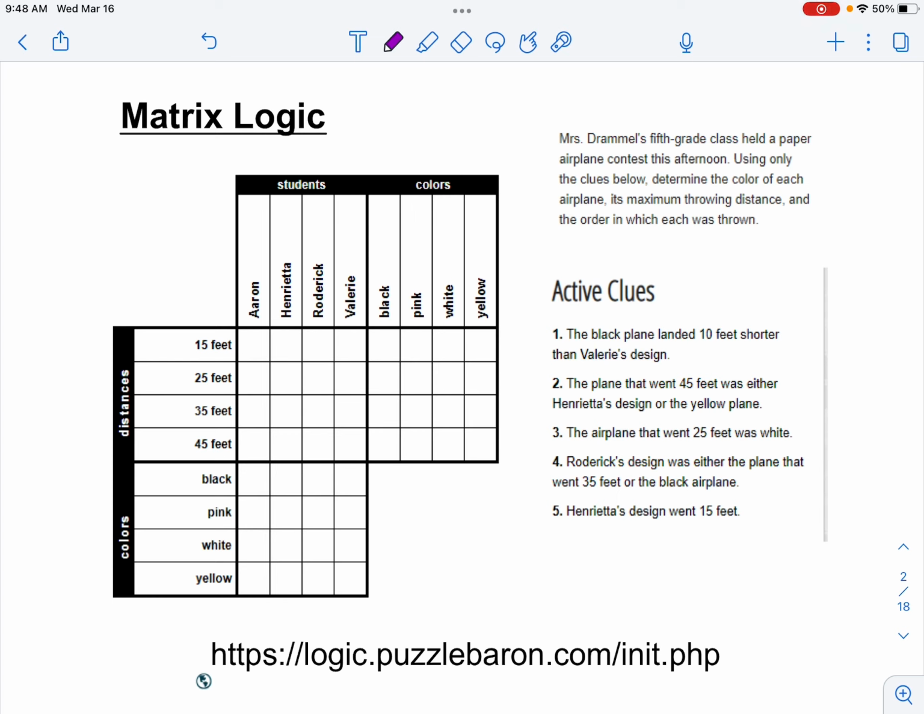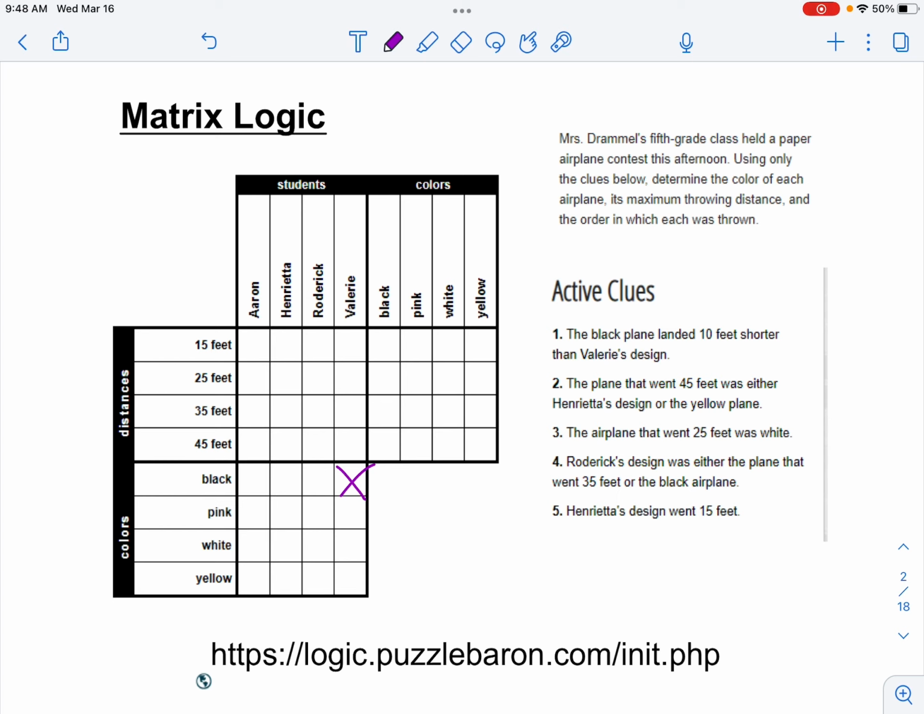So the black plane landed 10 feet shorter than Valerie's design. So you have to think logically, what could you eliminate from that clue? Basically, if they're comparing the black plane and Valerie's design, that means Valerie's was not black, right? So we're going to put an X where Valerie and black cross each other. We know Valerie's plane is not black because that clue is comparing Valerie's plane to the black plane, okay?